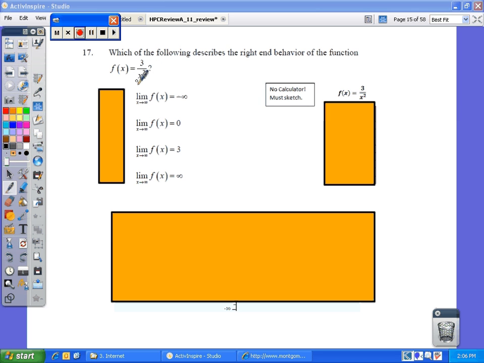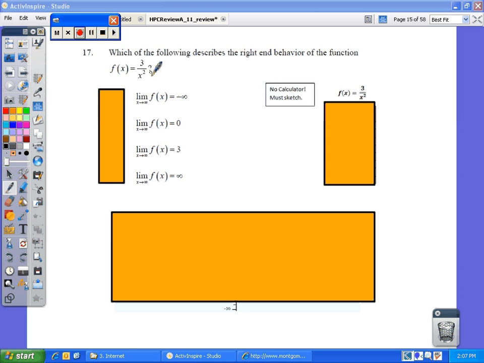As the denominator grows bigger and bigger and bigger, what is this function value approaching? Well, I'm hoping you're saying 0, because the fraction is getting actually smaller as the denominator gets bigger. So on the right end, it is approaching 0.